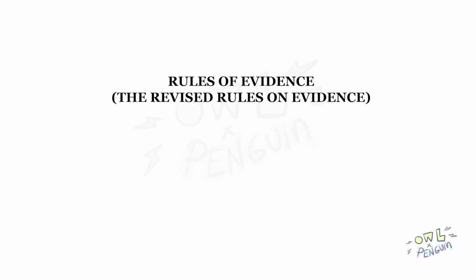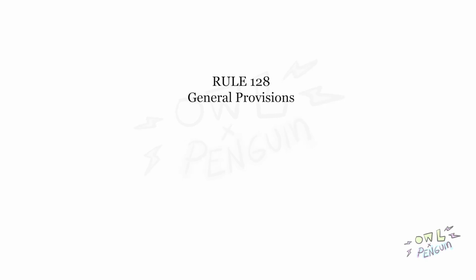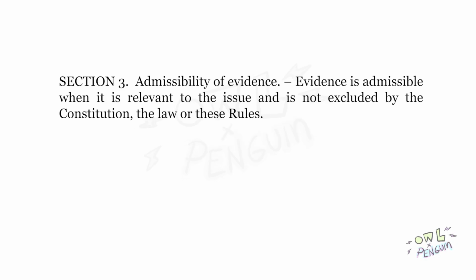Rules of Evidence. The Revised Rules on Evidence. Rule 128. General Provisions. Section 3. Admissibility of evidence. Evidence is admissible when it is relevant to the issue and is not excluded by the Constitution, the law, or these rules.